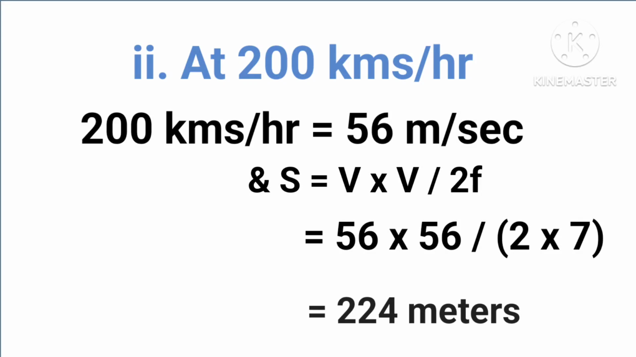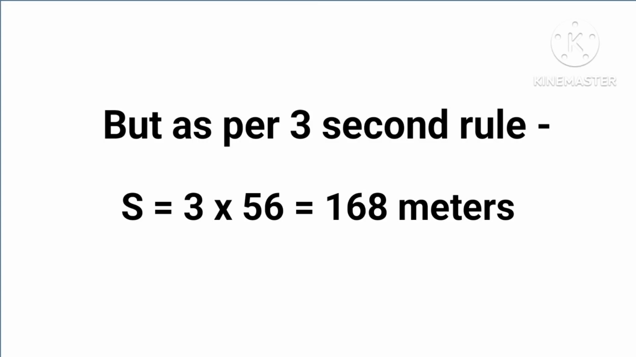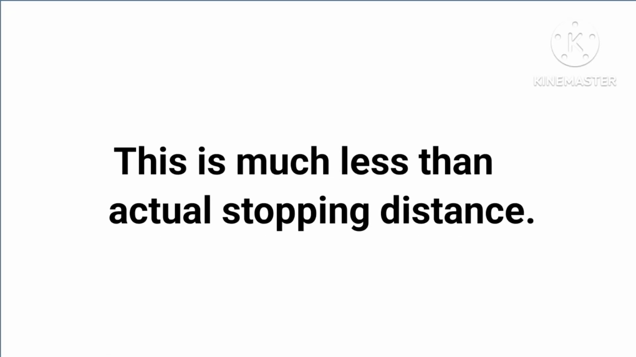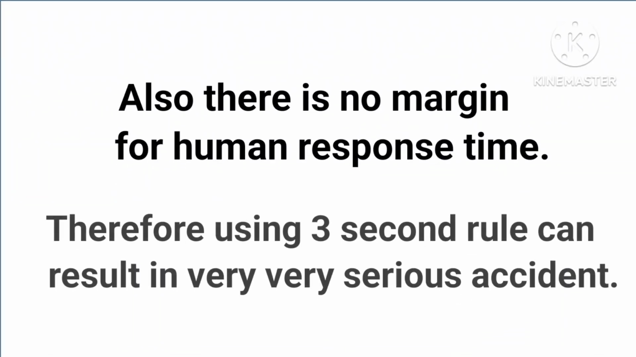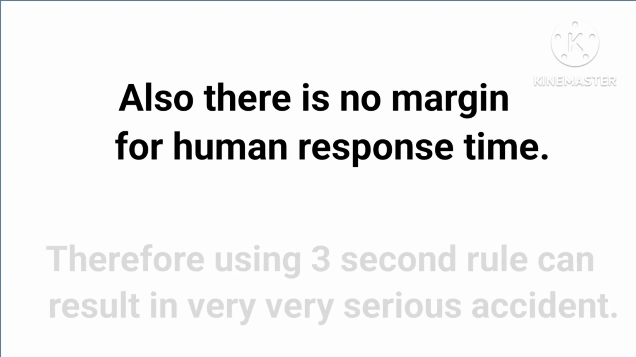2. At 200 kilometers per hour, which equals 56 meters per second, s equals v square upon 2f equals 56 into 56 upon 14 equals 224 meters. But as per the 3-second method, s equals 3 into 56, which is equal to 168 meters. This is much less than the actual stopping distance. Also, there is no margin for human response time, therefore using the 3-second rule can result in a very serious accident.